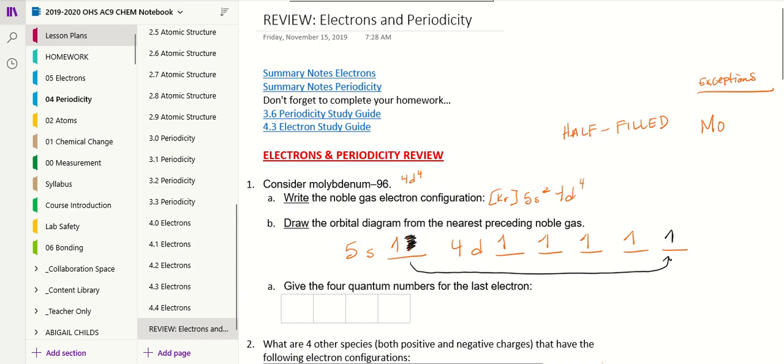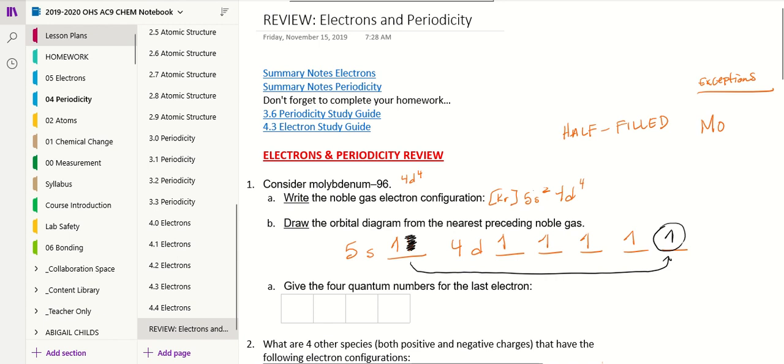So, your last electron filled in is that one. Your 4d is now halfway filled up. Your 5s is halfway filled up. This is a more stable electron configuration for molybdenum.